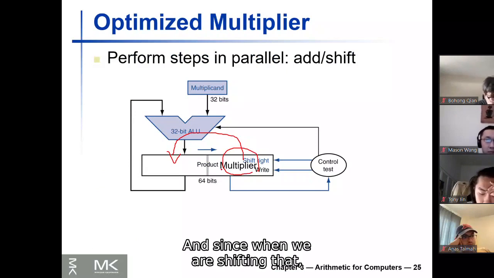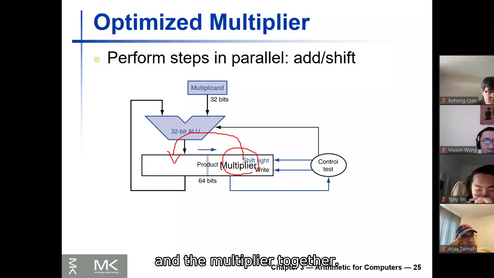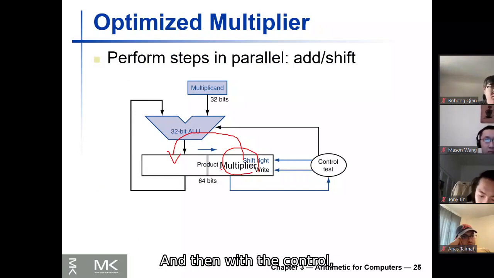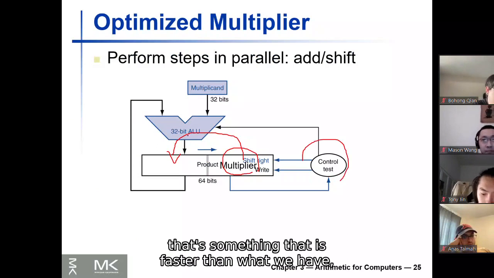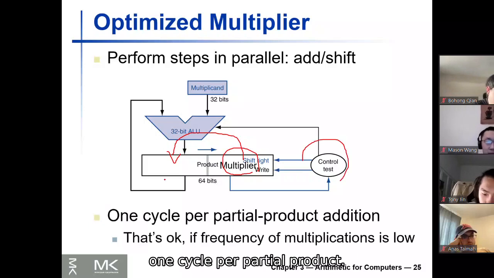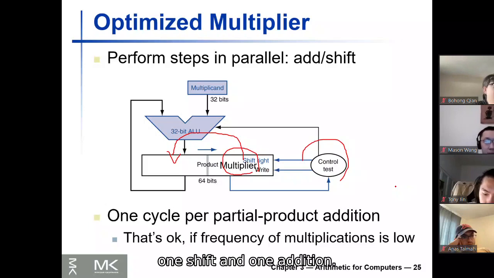Since we are shifting the multiplicand and the multiplier together, with the control, we look at the bit if it is 1 or 0. So that's something that is faster than what we have talked about before. 1 cycle per partial product. That was 3 steps that we were doing here. We do it in 2 steps: 1 shift and 1 addition.